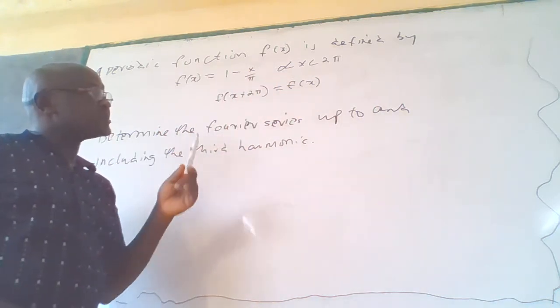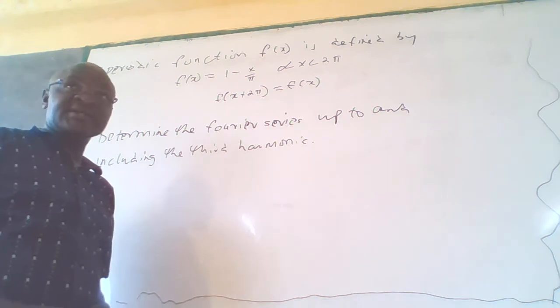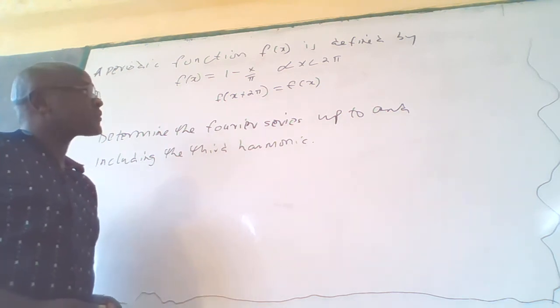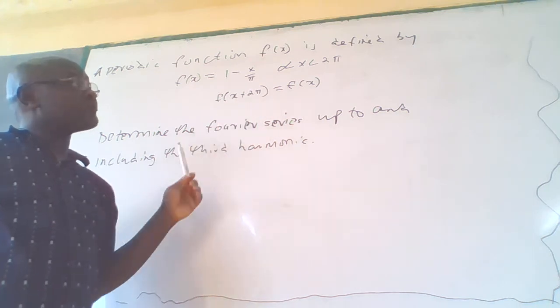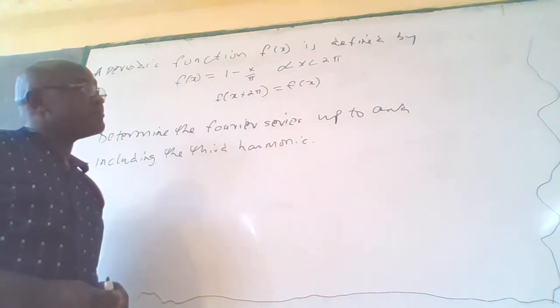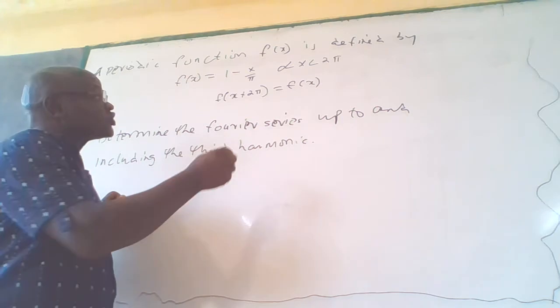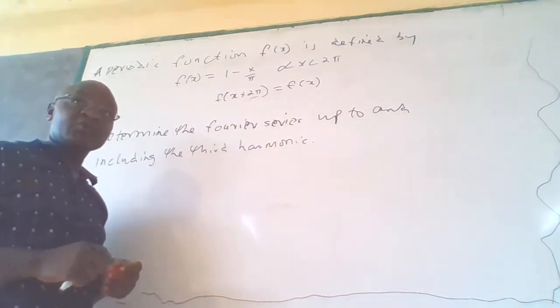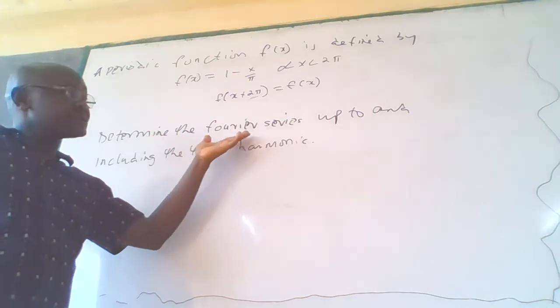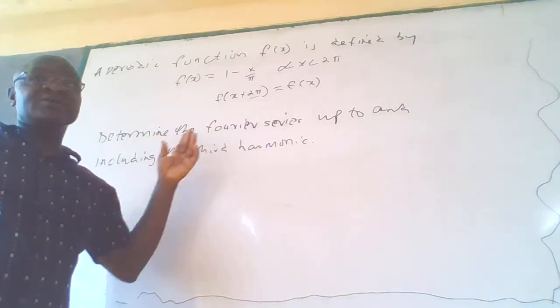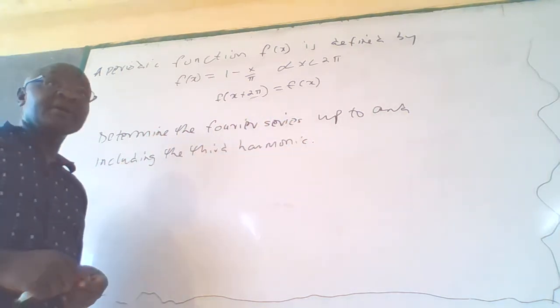x is greater than 0 and x is less than 2 pi, and then f of x plus 2 pi equals f of x, meaning that the period for this function is what? It is 2 pi. Therefore, they want us to determine the Fourier series up to and including the third harmonic.